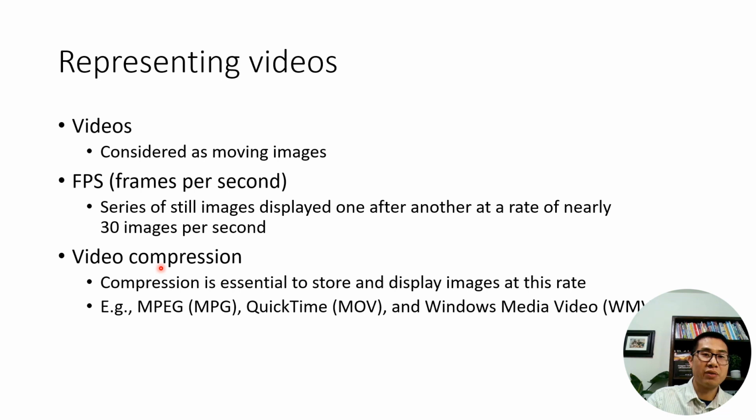And there is a new term over here, which is frames per second. Normally for videos, you're going to have 30 images per second. And again, you'll have a huge amount of images for video. Imagine that we have 30 images per second. That's why different video compression techniques are important. You may have MPEG, or you may have MOV for QuickTime, and so on and so forth.